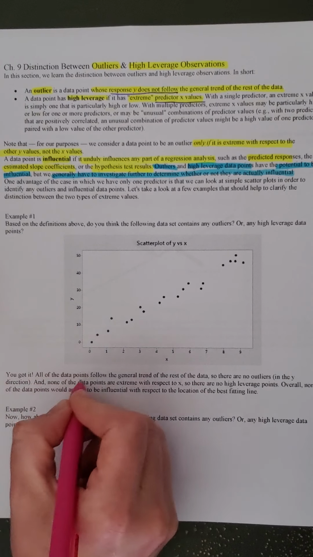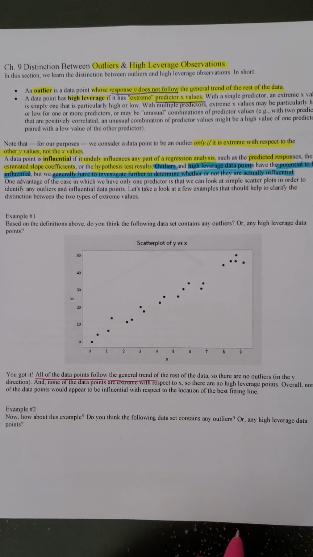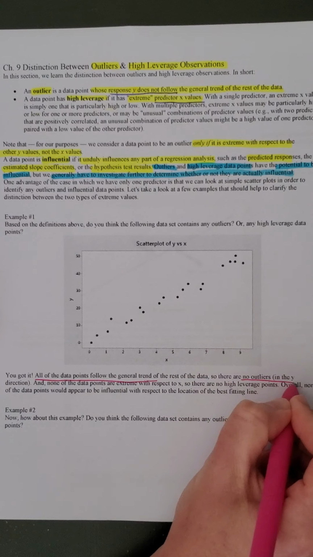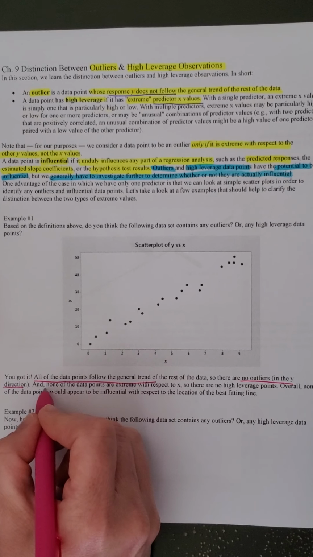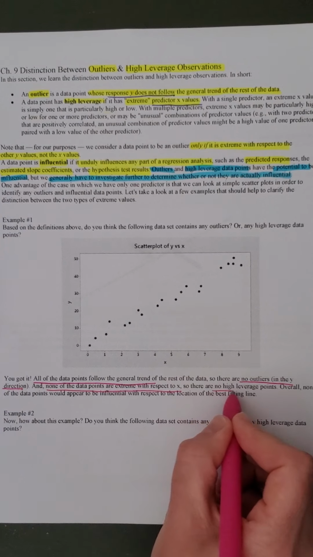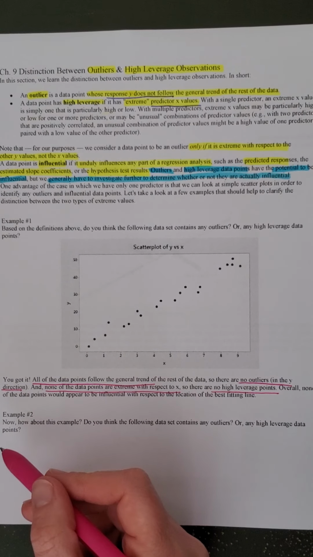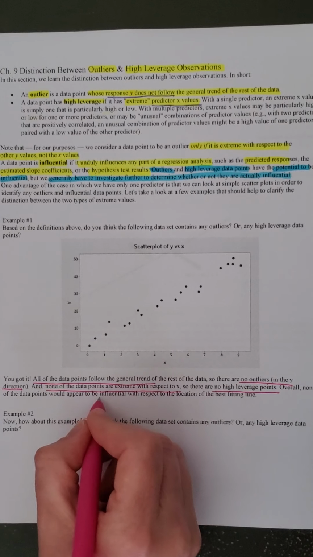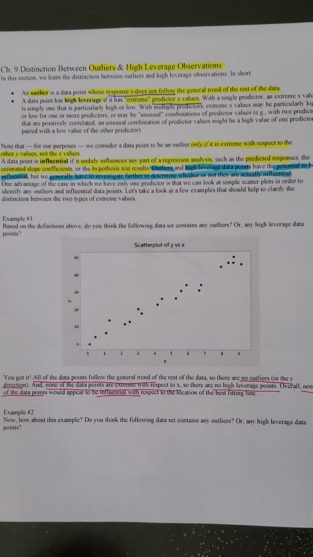So you got it. All of the data points follow the general trend. So there are no outliers in the Y direction, and none of the points are extreme with respect to X. So there are also no high leverage points. Overall, none of the points would appear to be influential.